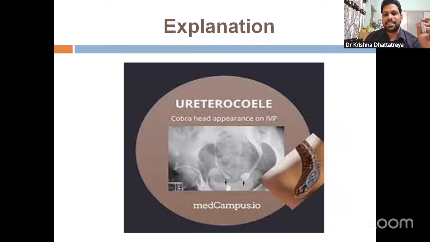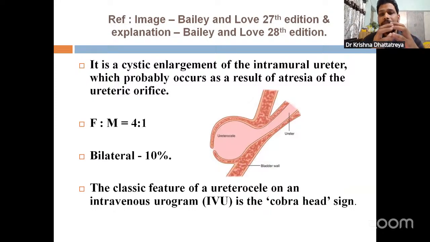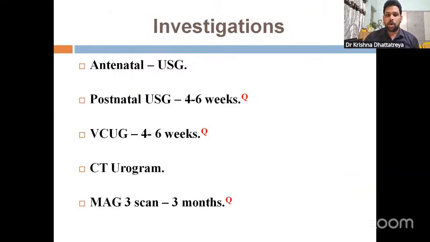So this is a classic IVP picture showing the adder head or cobra head appearance on intravenous pyelogram. This is a ureterocele. What happens in a ureterocele is there is a cystic dilatation of the intramural part of the ureter because of atresia of the orifice. Females are more commonly affected, around 4:1 compared to males. And in 10% of cases, there will be bilateral involvement of both the ureters. That is, ureterocele will be seen bilaterally in 10% of cases. And the classic appearance is cobra head sign or adder head appearance.